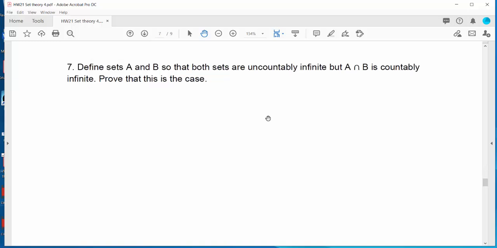So this next one, number 7, says define sets A and B so that both sets are uncountably infinite, but A intersect B is countably infinite. Now that's something that you should grind on for a while, but the key to doing this is going to be to realize that we have different ways of naming sets, right? We have power sets, we have intersections, we have unions, and so you can take the intersection of a set that's defined in more complicated ways.